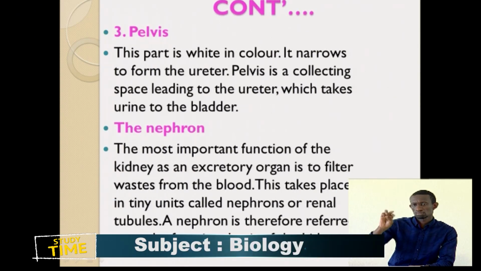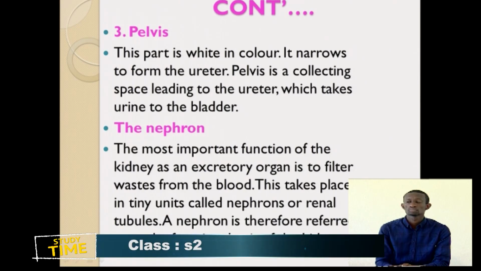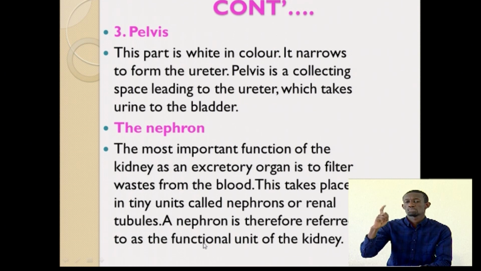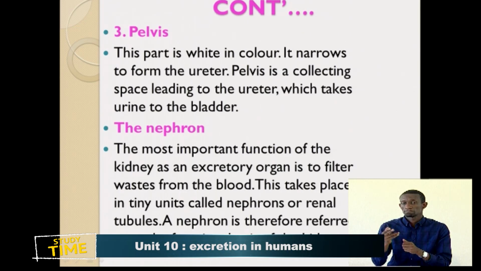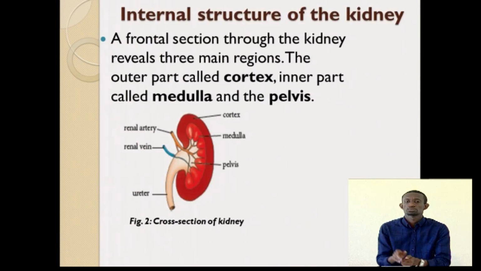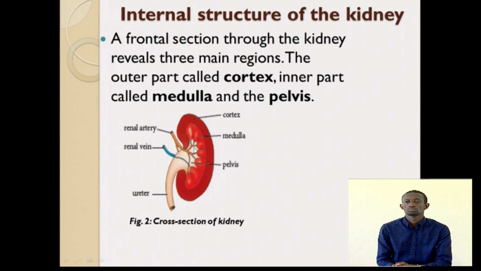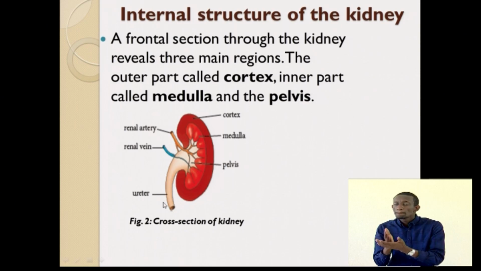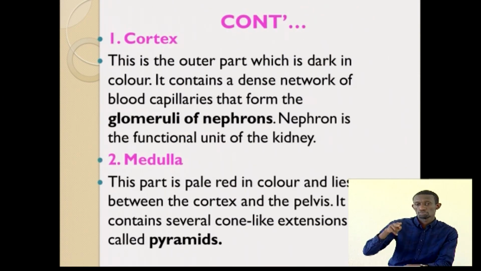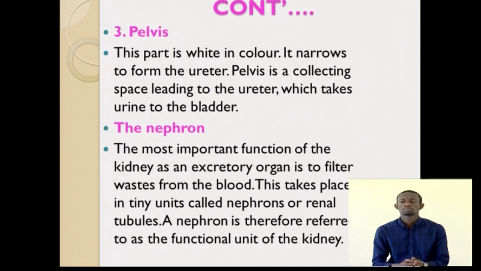We have another part which is called the pelvis. This part is white in color, and it narrows into the ureter, and the pelvis is a collecting space leading to the ureter. As you can go back and see in the structure, this is the external part, which is the cortex. We have this one, which is the medulla. And we have the part which is connecting to the ureter, which is called the pelvis. So the pelvis is connected to the ureter, and the ureter is the one that conducts urine from the kidney to the urinary bladder.